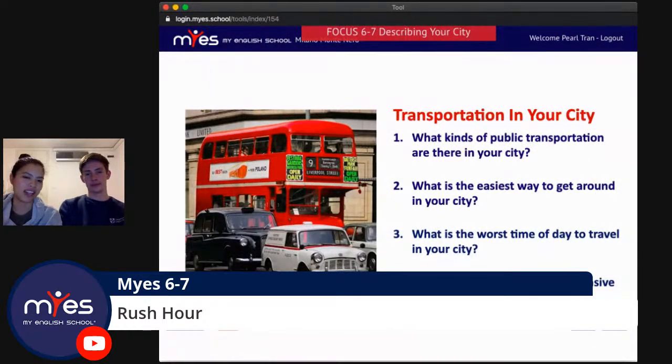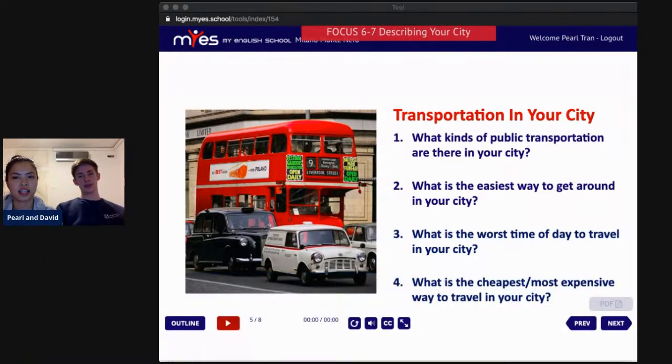We did the most expensive, being taxi. What's the cheapest way to travel in the city, though? So if the most expensive way is by taxi, what's the cheapest way to travel? I mean, it's only one. The bus? Yeah, the bus.